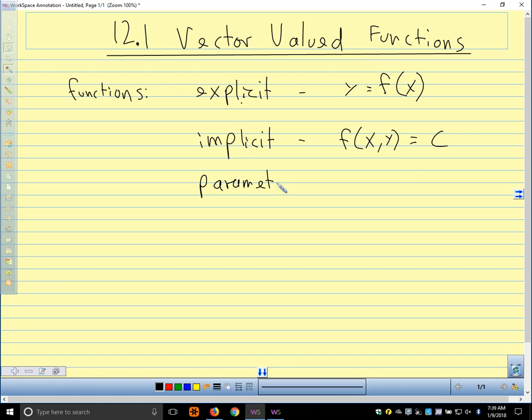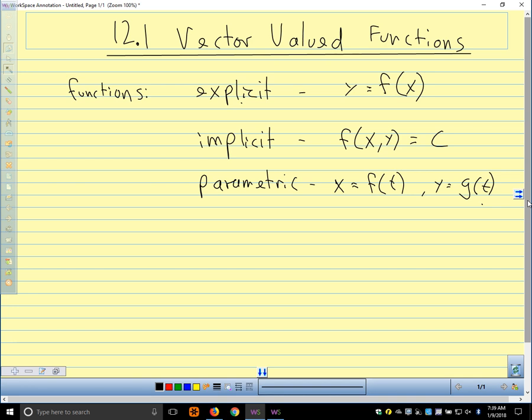We've also talked about parametric functions. That's where we have x equals some f of t, y equals g of t, and we could also have a third, z equals h of t. So for parametric functions, for every value of the parameter, we get a point in space. We plug in a parameter, we get an x and a y, a point in space or a point in the plane.